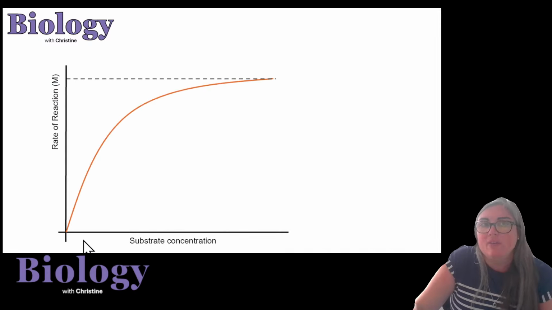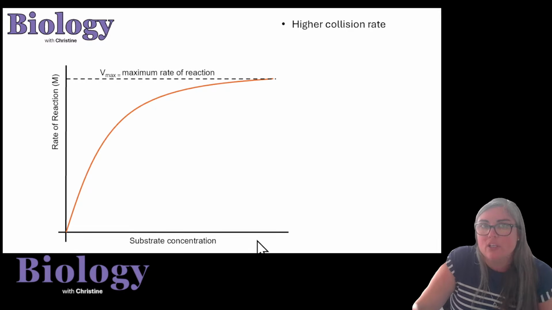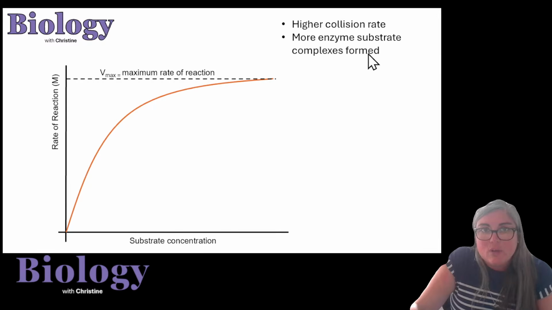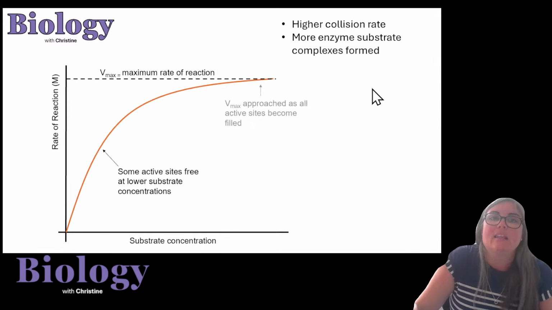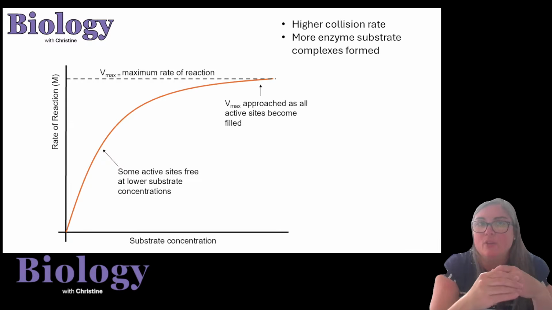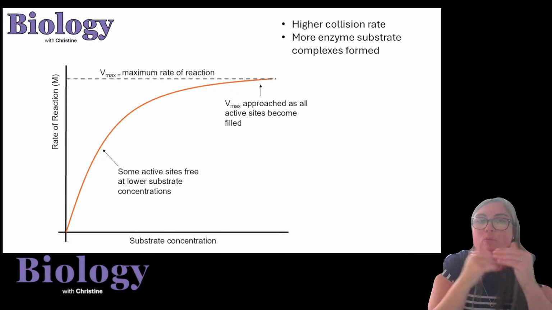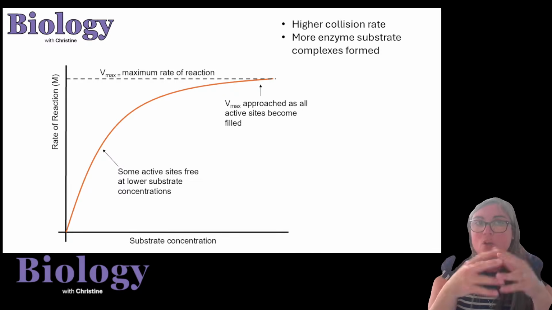Now, if you have a rate of reaction, as you increase substrate concentration, obviously you're going to have a higher collision rate, more enzyme substrate complexes forming, and that will therefore mean that you will get to the maximum rate of the reaction. So the minute you see a plateau, that is where you have reached the maximum rate of the reaction.